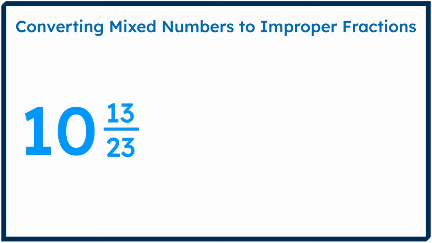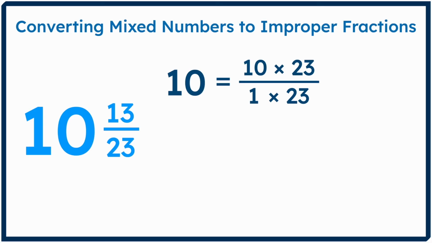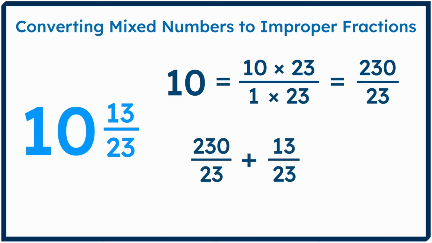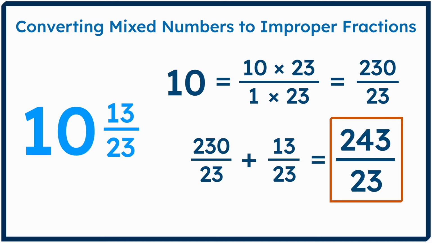Let's try one more. We'll convert 10 13/23 into an improper fraction. We'll rewrite 10 as 10/1, multiply the numerator and denominator by 23, and get 230/23. Then we'll add 230/23 and 13/23 to get 243/23, which is already in simplest form. So 10 13/23 is equivalent to 243/23.